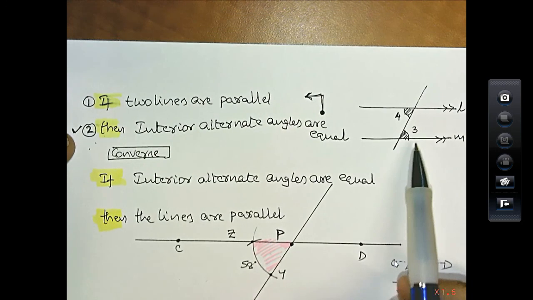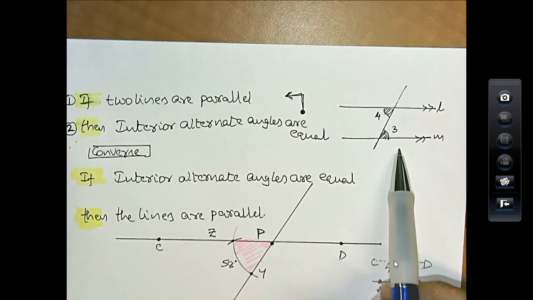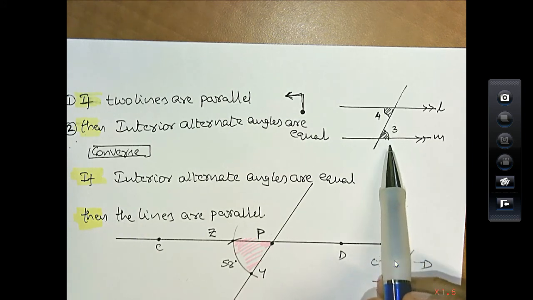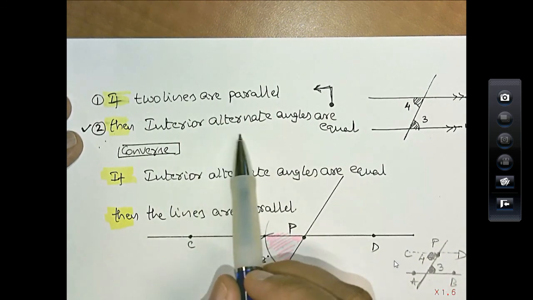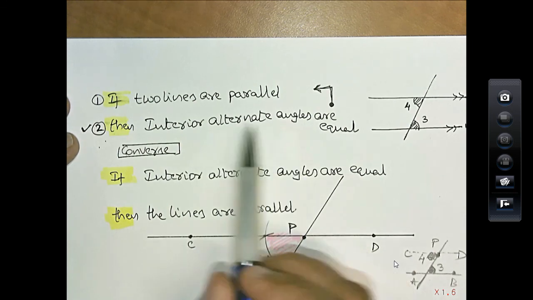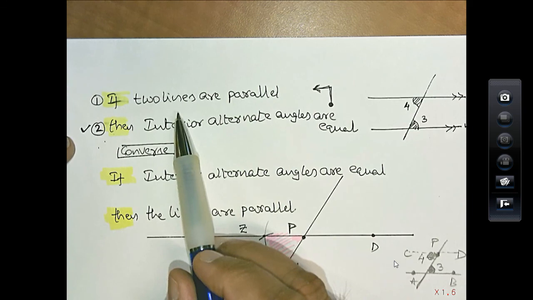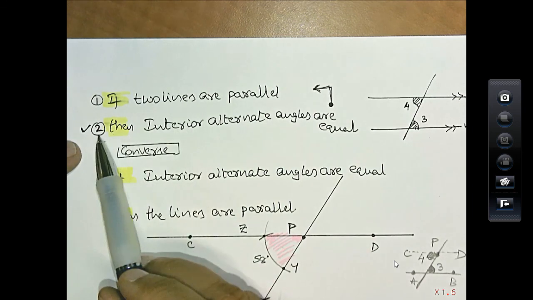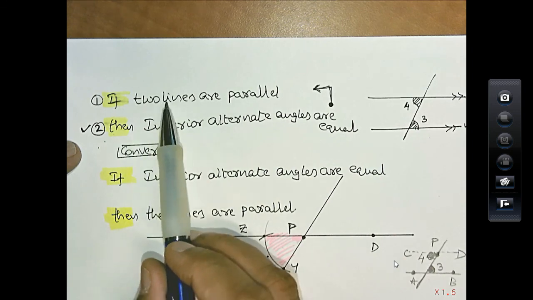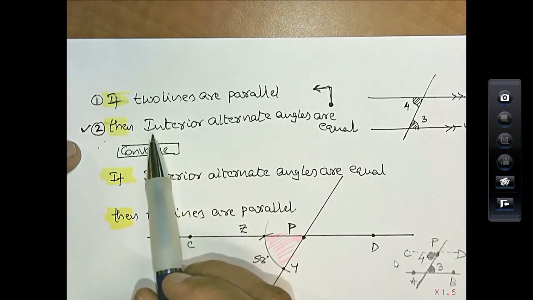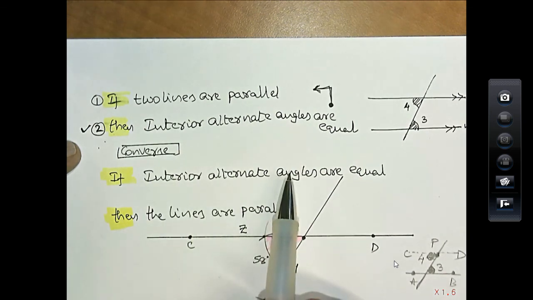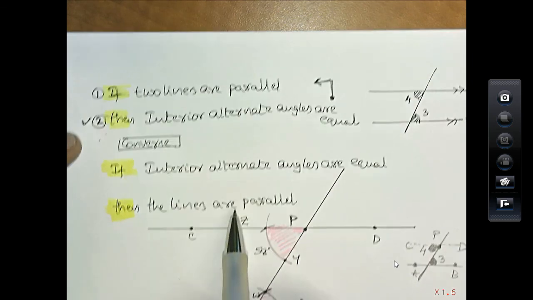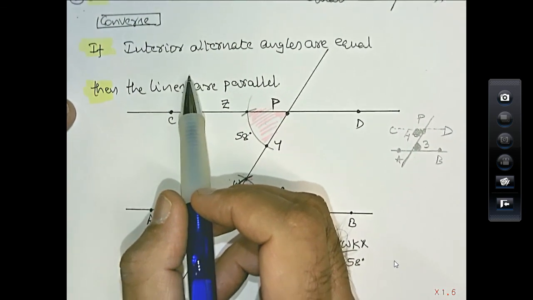Quickly, let me summarize. We know that if two lines are parallel, then interior alternate angles are equal, right? So here angle 3 should be equal to 4. The same statement is copied here. If two lines are parallel, then interior alternate angles are equal. Now, if you split the whole statement into two parts, and write the second part first, then the first part, then we call this the converse. So if interior alternate angles are equal, then the two lines are parallel. Based on this, we constructed this.